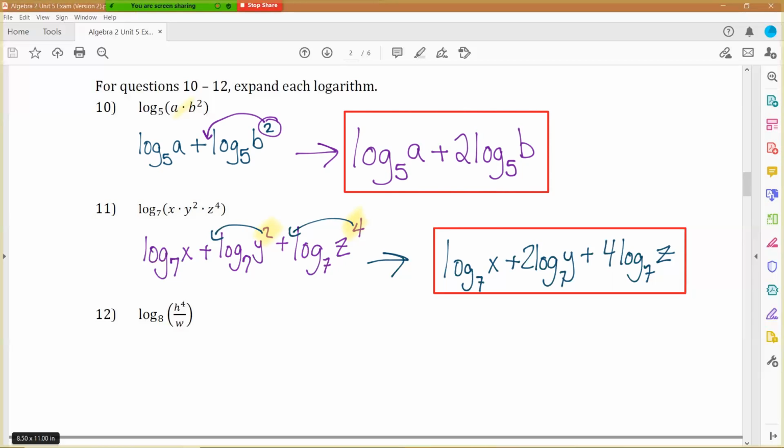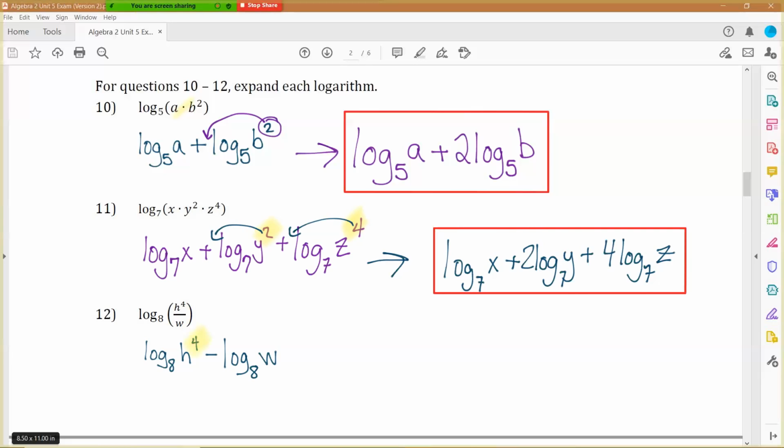In this case, we have a quotient, so we're using that quotient property. For this one, order matters. You're going to take logs of the numerator, h to the 4th, minus the same log of the denominator. So the denominator is always the second fraction, or the second log.